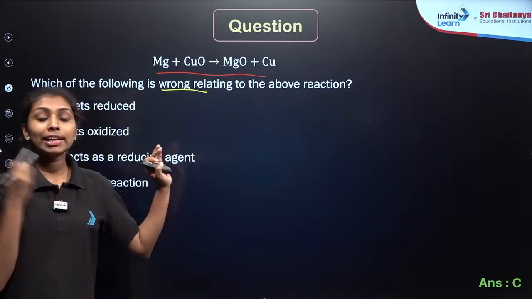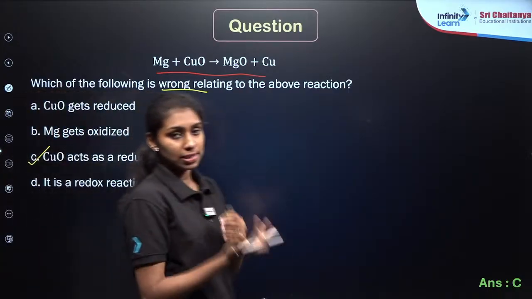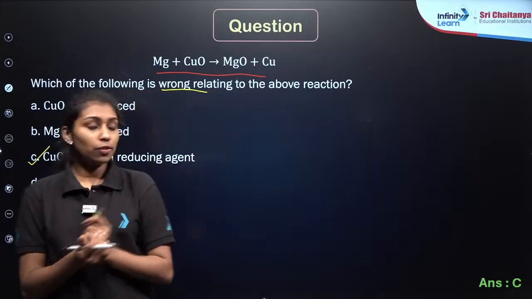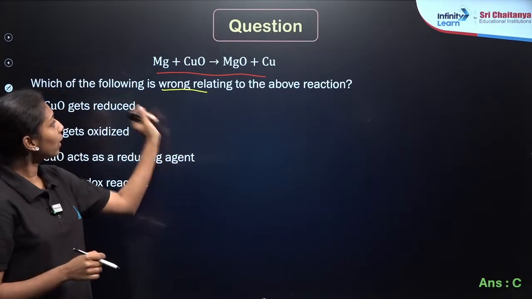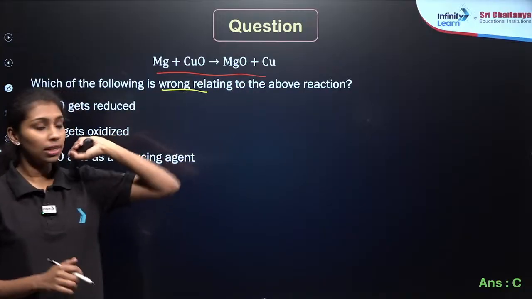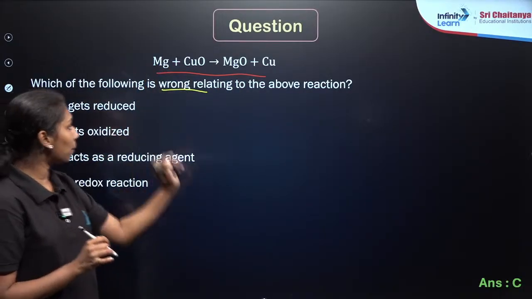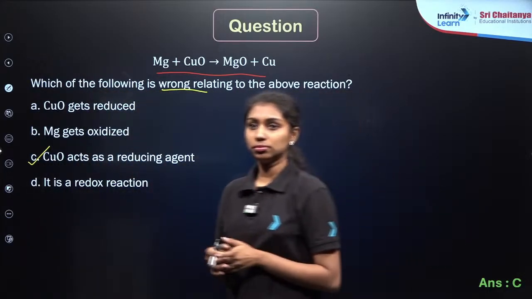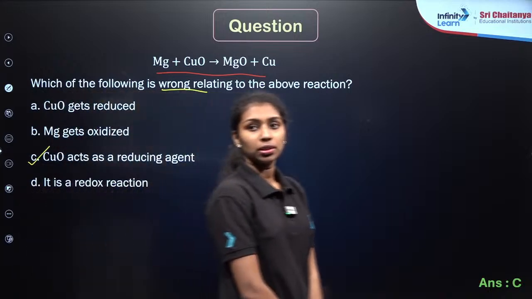So how can we find out in a particular reaction what will be the oxidizing agent or reducing agent in terms of oxidation number? First step we have to do like that. We need to find out the oxidation number of each of the atoms present in the reaction. So if I am asking about the oxidation number of pure magnesium element, what will be the oxidation number of magnesium?